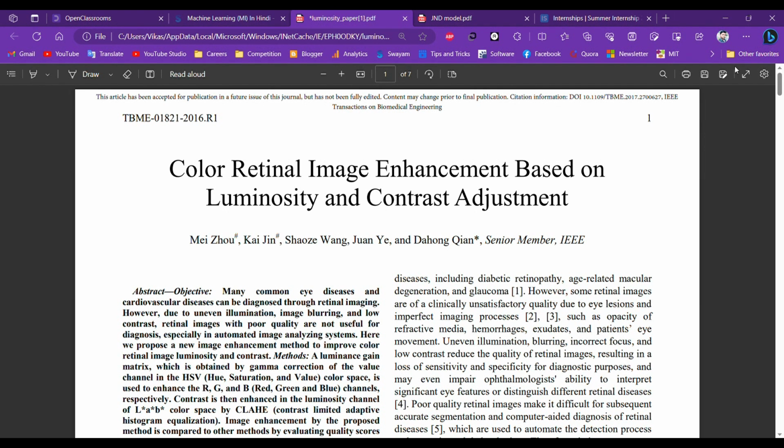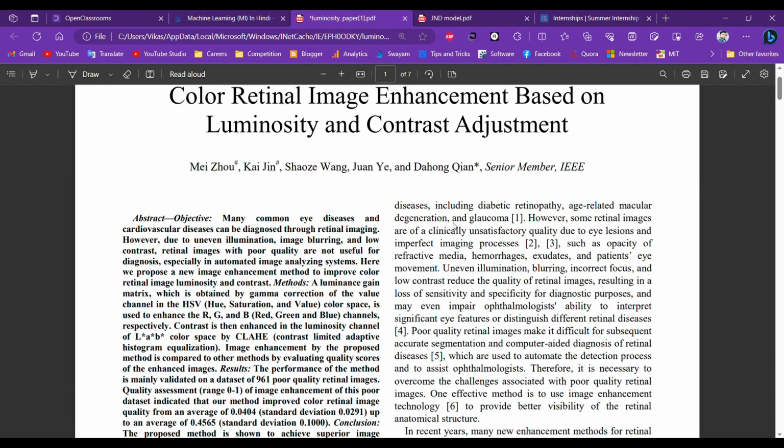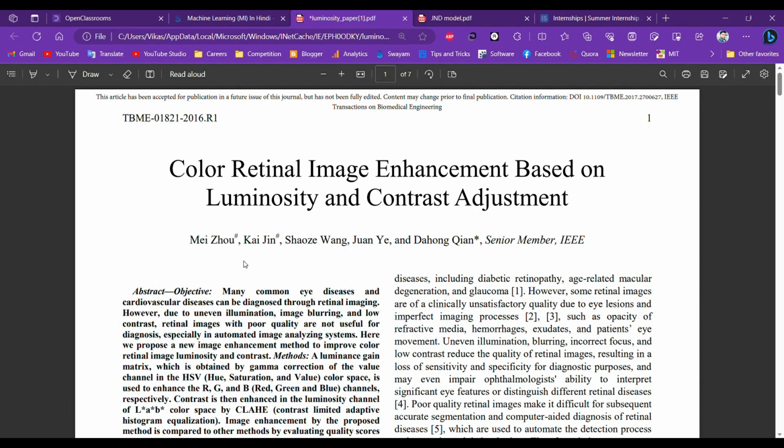This is an IEEE standard research paper published in 2017. The paper is related to color retinal image enhancement based on luminosity and contrast adjustment, proposed by Meiju, Keijin, and some other researchers on this retinal image topic.